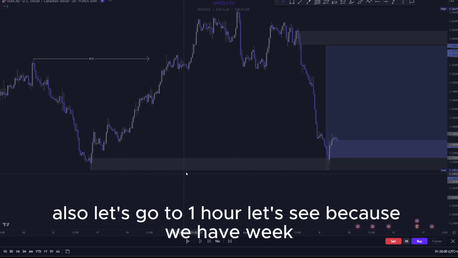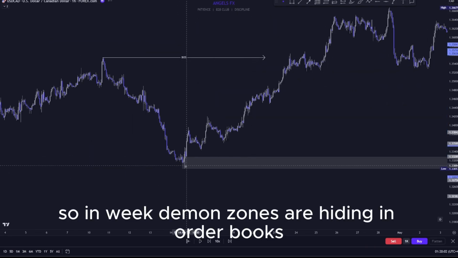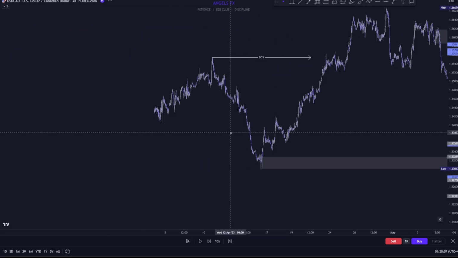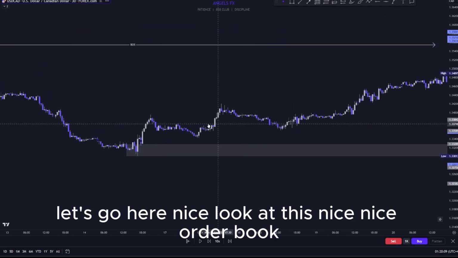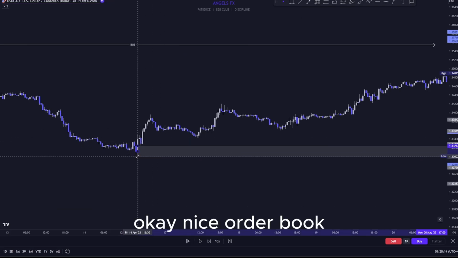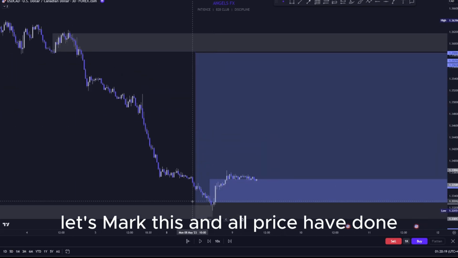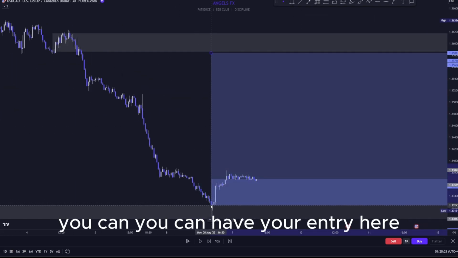Also, let's go to the 1 hour, because we have the weekly. In the weekly, demand zones are hiding in order blocks. Let's go here. Nice. Look at this. Nice order block. Let's mark this. And what has price done? You can have your entry here.